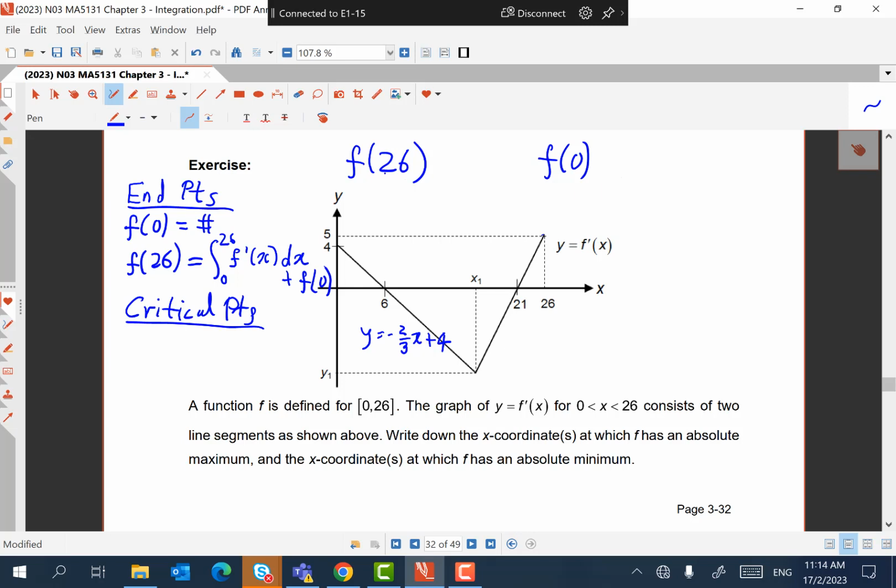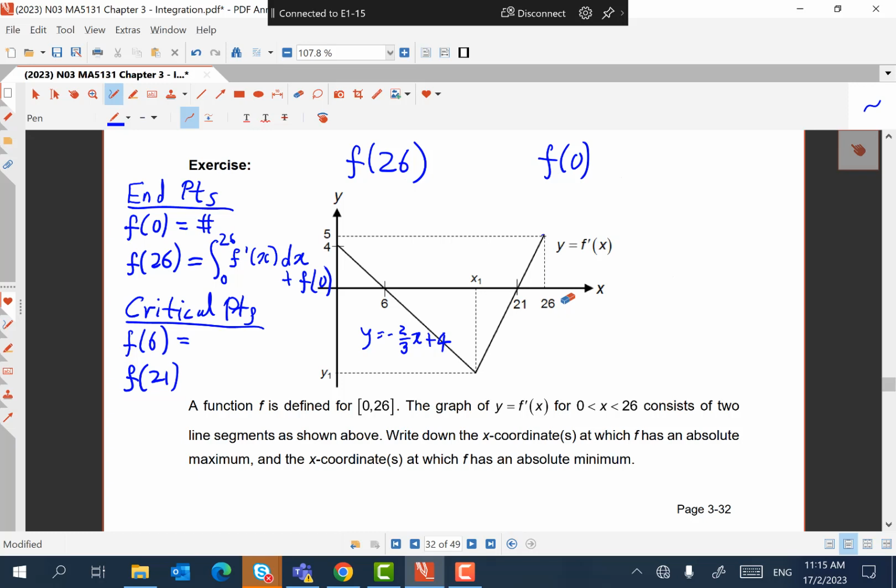Okay. The next thing is, you want to look for the critical points. Where do you think it will have the critical points? It will be at f6 and f21. It's not given in the question. This is a graph of f prime. The most you can find is f prime 0, if you insist. You can't find f0. They didn't give you information to find f0.